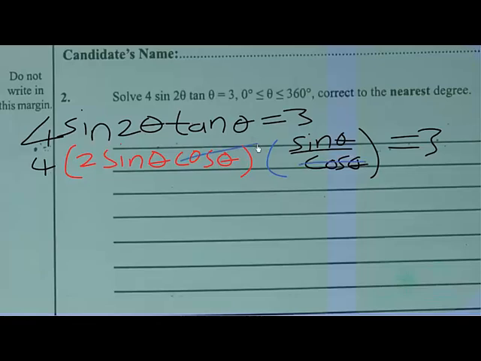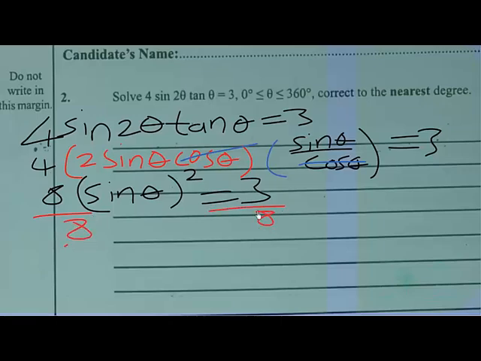So 2 sine theta, sine theta. When we multiply 2 by 4, we get 8. So we have 8 sine theta times sine theta, which is sine theta squared, is equal to 3. So you can divide through by 8. So you get sine theta squared to be equal to 3 over 8.